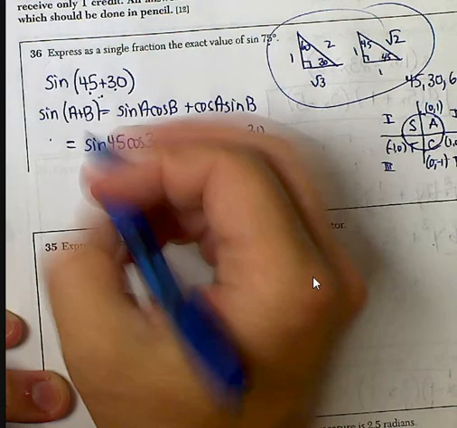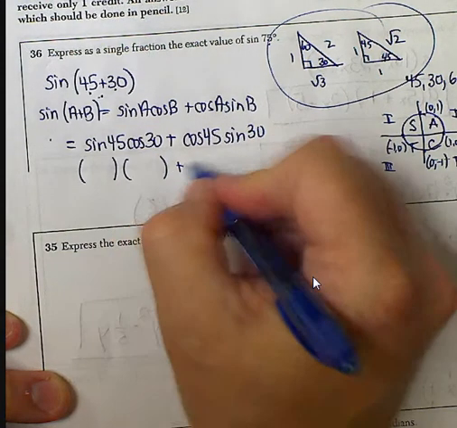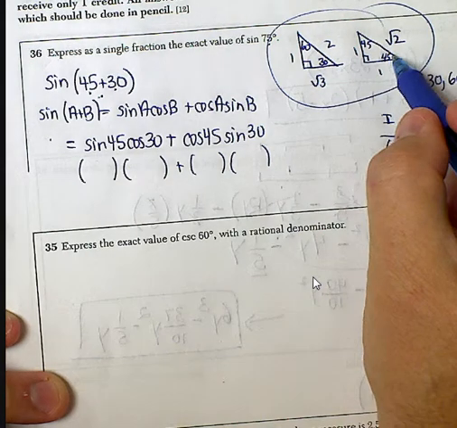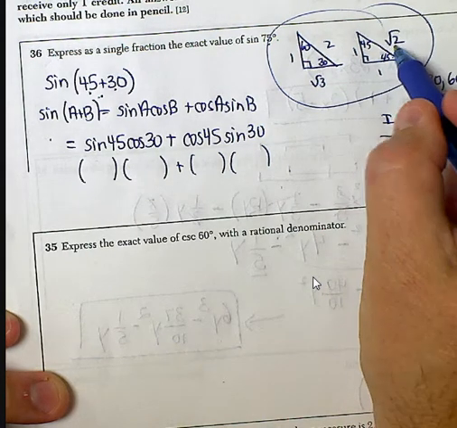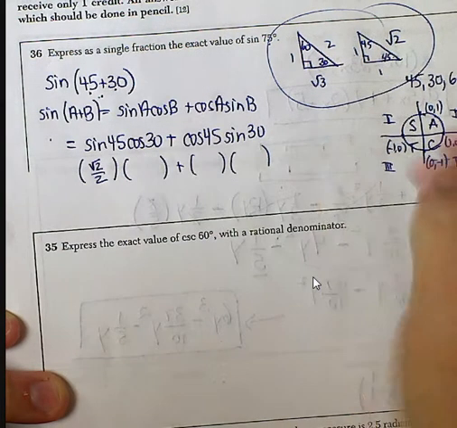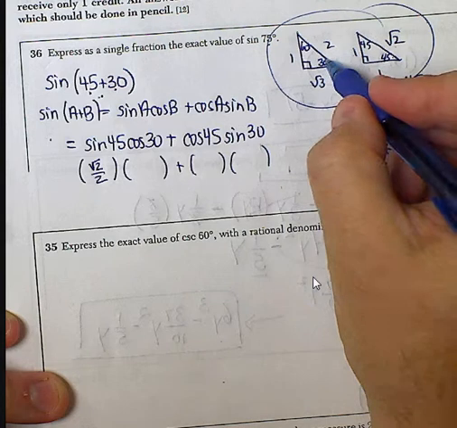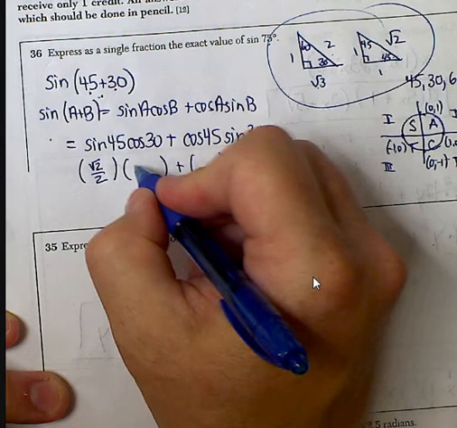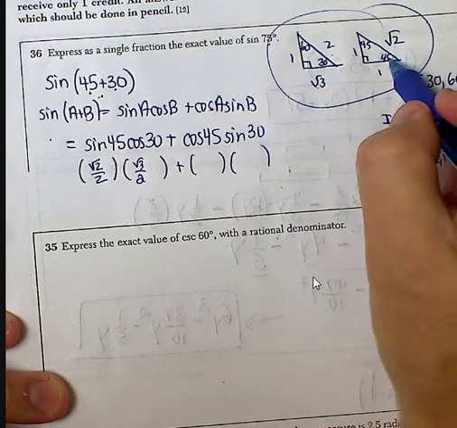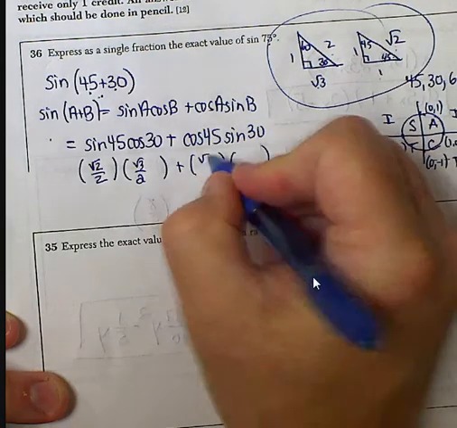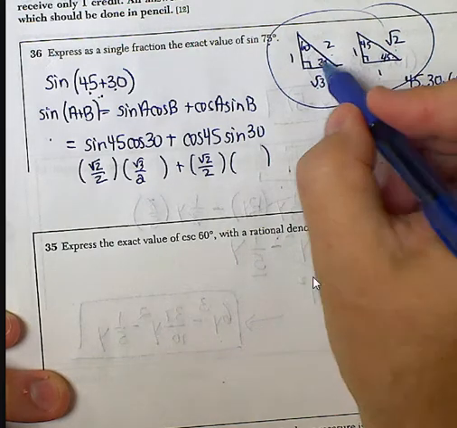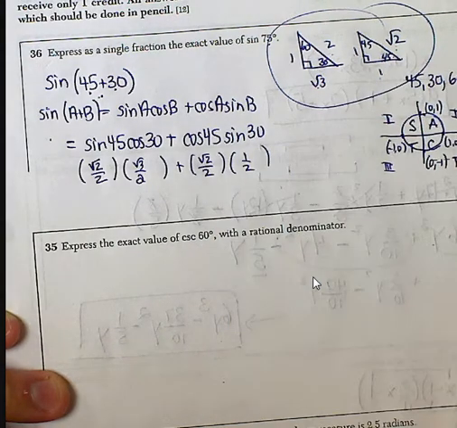All right, I need to come up with these values. Sine of 45 is going to be 1 over the square root of 2, and when you make that nice, that's the square root of 2 over 2. Cosine of 30 is going to be adjacent over hypotenuse, square root of 3 over 2. Cosine of 45 is going to be 1 over the square root of 2, and when you make that nice, it's radical 2 over 2. And then the sine of 30 is going to be opposite over hypotenuse, which is 1/2.